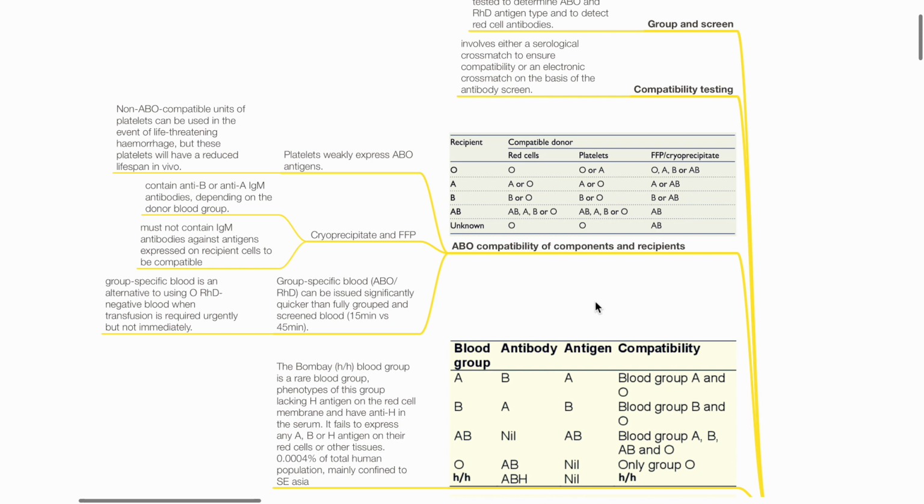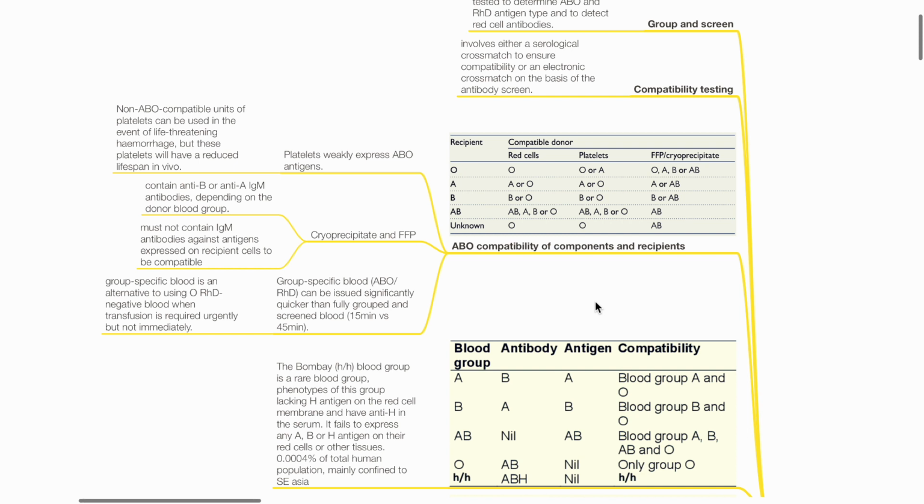If the recipient is blood type O, compatible donor for red cells is blood type O, for platelets is O or A, for FFP or cryoprecipitate it is O, A, B or AB. If the recipient is blood type A, compatible donor for red cells is A or O, for platelets A or O, for FFP or cryoprecipitate A or AB.